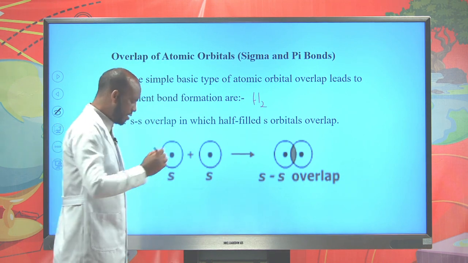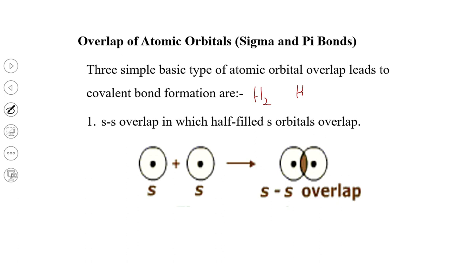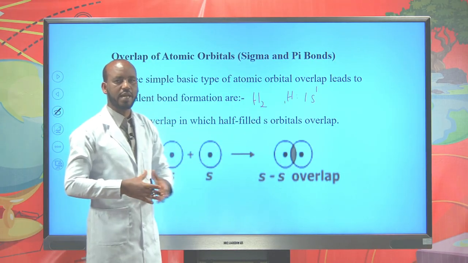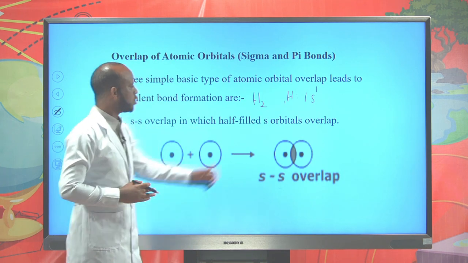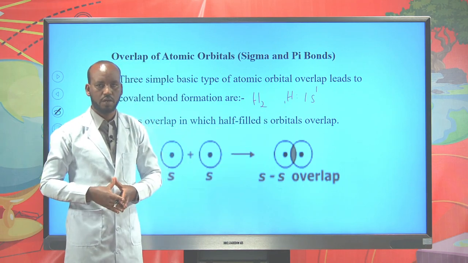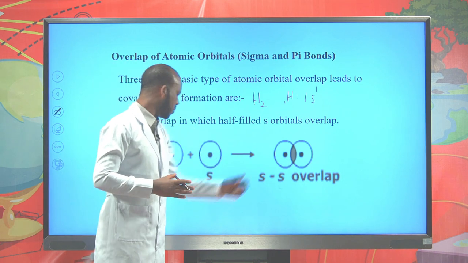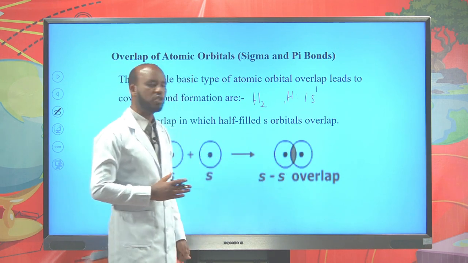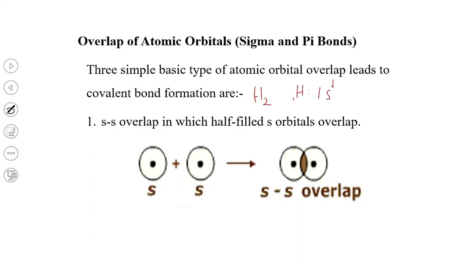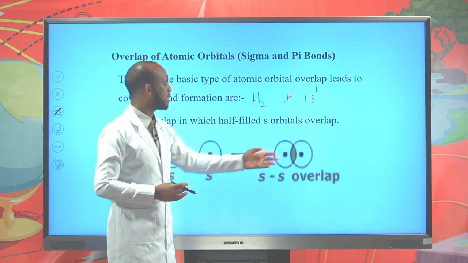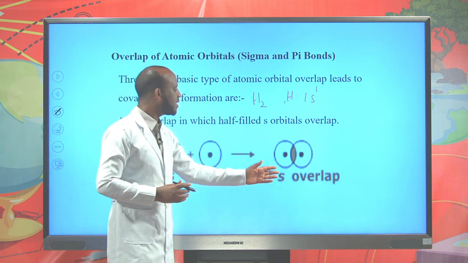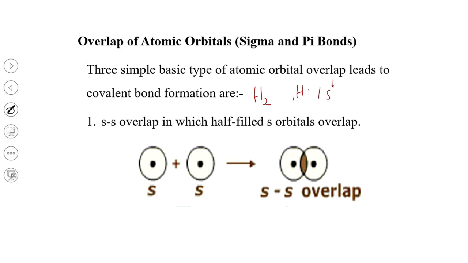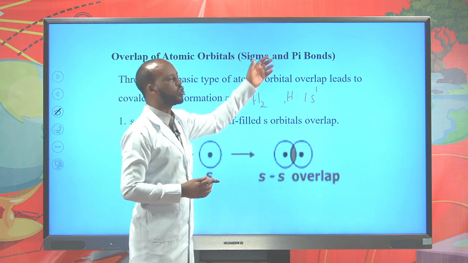Hydrogen, atomic number one, has electronic configuration 1s1. The s atomic orbital has one electron, so it is half-filled. For the second hydrogen, the electronic configuration is the same, 1s1, and its s orbital is also half-filled. When the two half-filled s atomic orbitals overlap, a sigma bond is formed, a region of high electron charge density. This is s-s overlap. The overlapping is head-to-head, end-to-end, and in this case a sigma bond is formed.